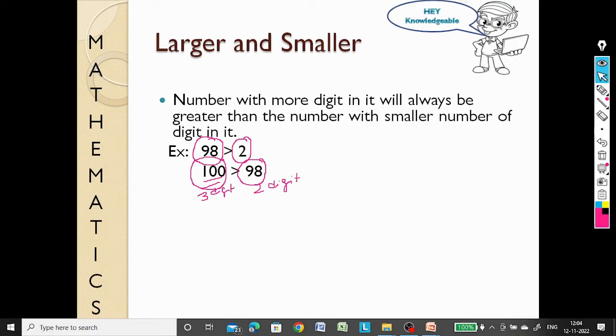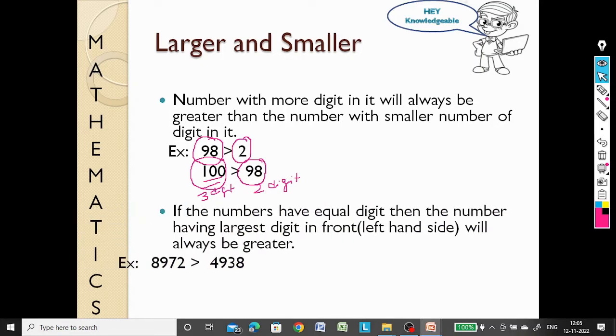Okay, so that's what I'm trying to tell here. The second rule is basically, if the numbers have equal digits, so there would be cases where the numbers have an equal number of digits, then the number having the largest digit in front will always be greater. So if we see the first example, 8972 and 4938. Both are having how many digits? 4 digits. So then we'll have to apply the second rule.